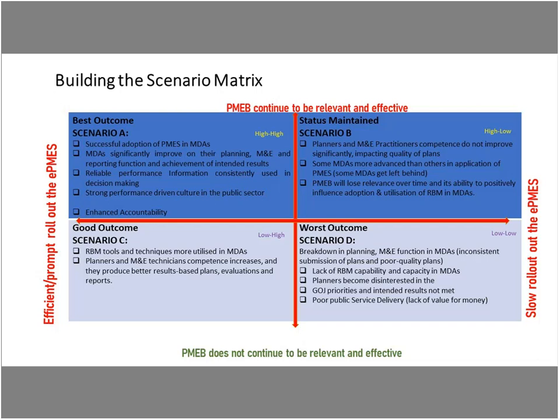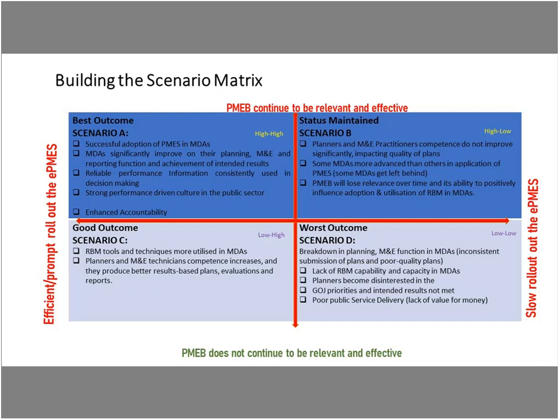Scenario C, which is at the lower left-hand quadrant, is really looking at what is a good outcome. So that we continue, yes, that we are not effective, but we continue to roll out our systems. And we identify that as our tools and techniques are utilized, planners and M&E technicians' competencies are increased. And that is good based on where we find ourselves today and what is expected to happen with COVID later on.